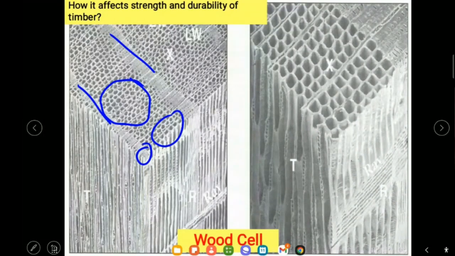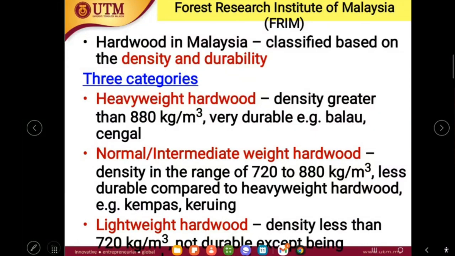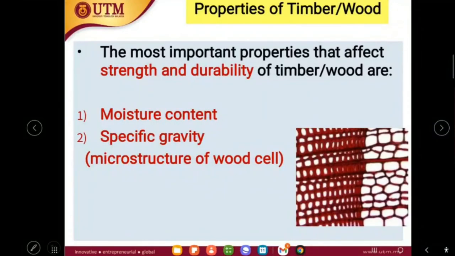All right, so according to the Forest Research Institute of Malaysia, the FRIM, hardwood in Malaysia can be classified based on its density and also its durability. Basically we have three categories. One is the heavyweight, with density greater than 880 kg per meter cube, which is very durable. Examples are Chengal and Balau. From the name, you can already feel that it is very strong. Then we have the intermediate weight hardwood, ranging from 700 to 880 kg per meter cube, which is less durable, for example Kempas, Keruing and so on. And then we have the lightest one, lightweight hardwood, where the density is lower than 720.